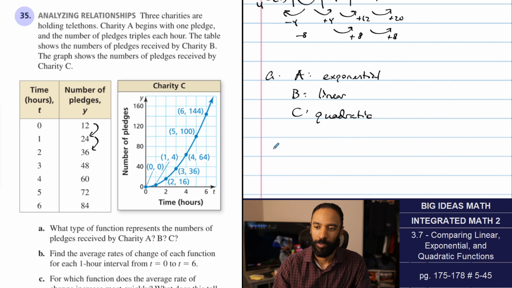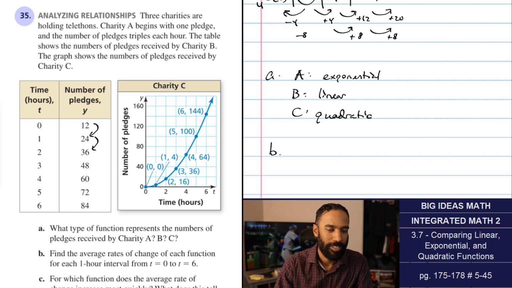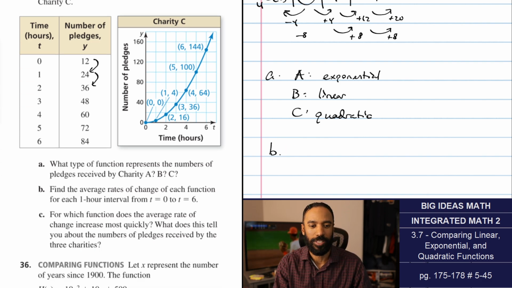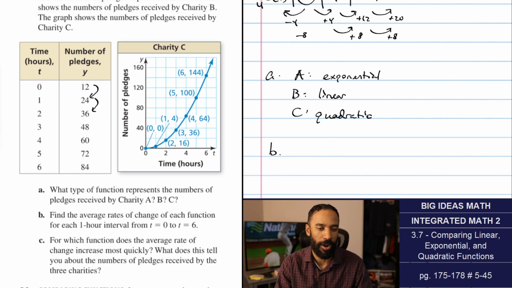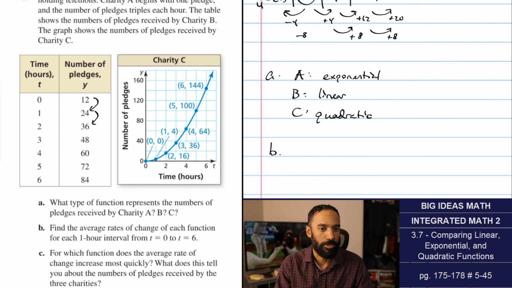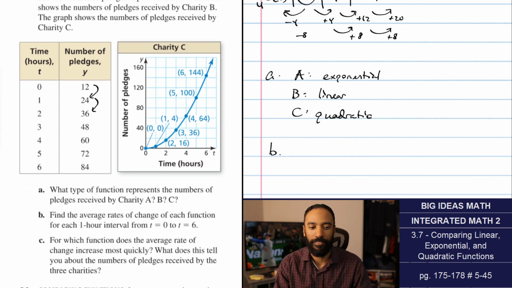Part B. Write the functions. Oh no! Find the average rates of change for each function. Each function for each 1 hour interval. That was each hour, so that works. Okay, so having the functions will definitely help for what I had here.